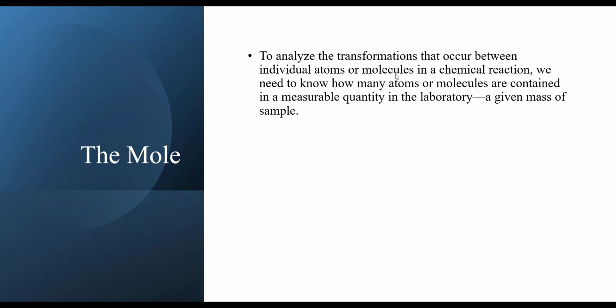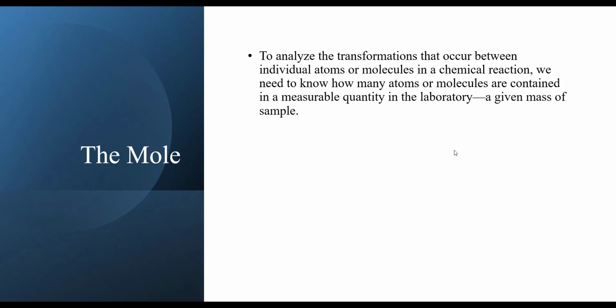To analyze the transformations that occur between individual atoms or molecules in a chemical reaction, that is to figure out chemical changes, we actually need to know how many atoms or molecules are contained in a measurable quantity in a lab. When we did balanced chemical equations, we'd say things like 2 hydrogens would react with 1 oxygen to make 2 waters. These were all number ratios. 2 of these went with 1 of those to make 2 of those. Another reaction might be 3 of these go with 4 of those to make 7 of something else.